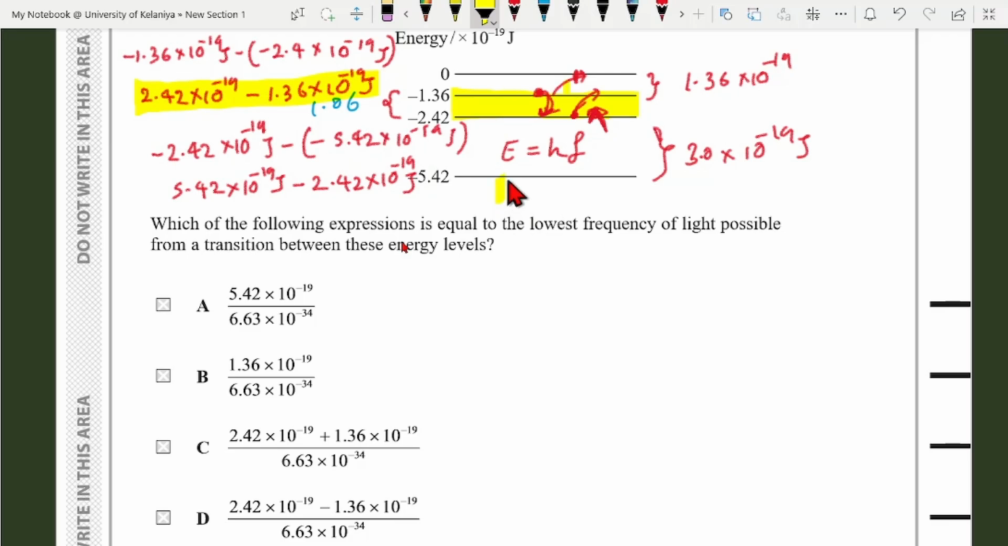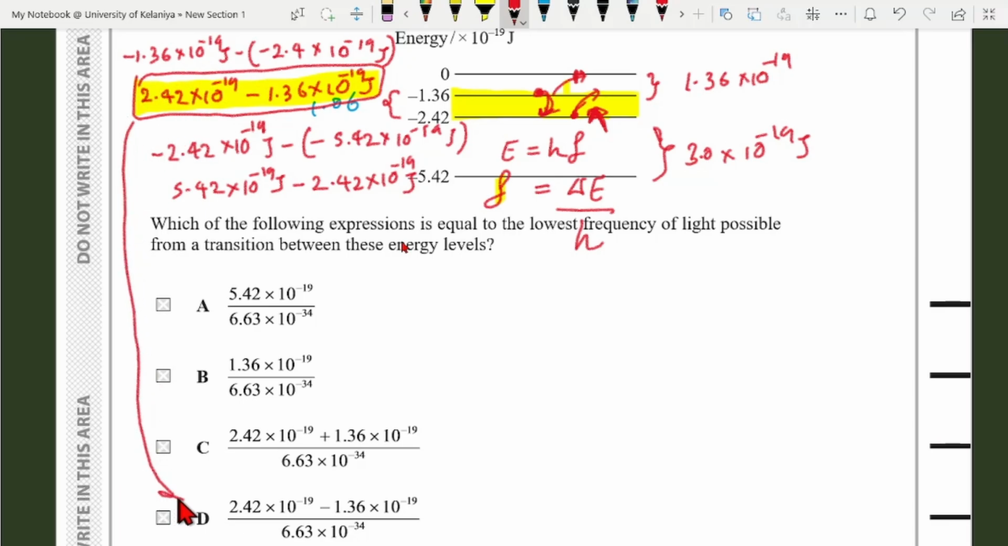So if you want to take the frequency, it will be that change in energy over what? Planck's constant. So that is this whole thing over Planck's constant, and you can directly conclude what? The answer is D. It's over here. You don't need to even do this one.